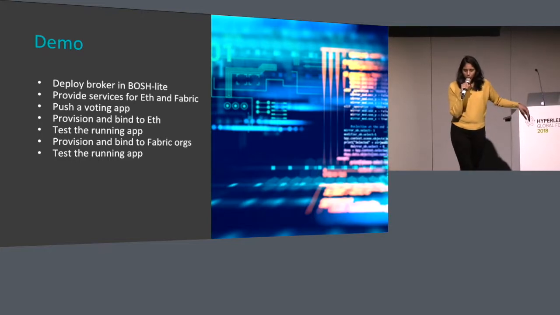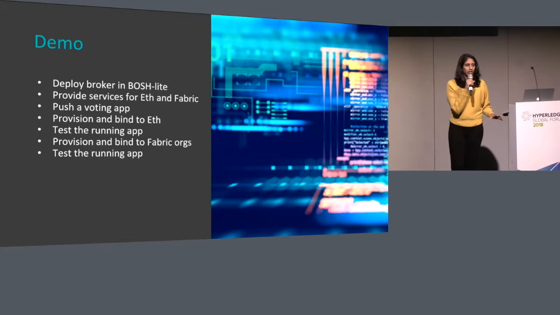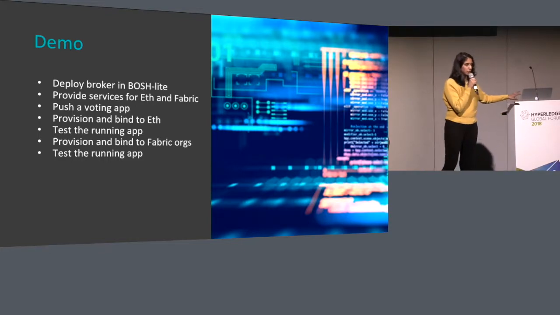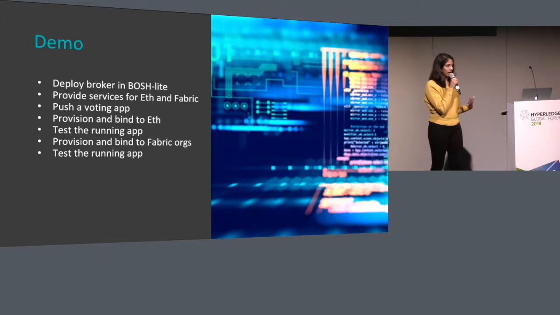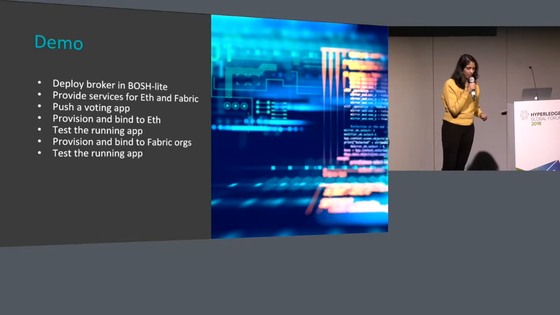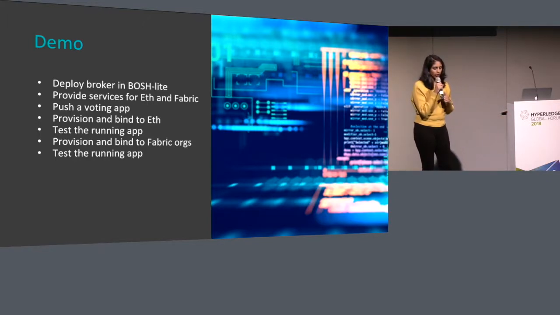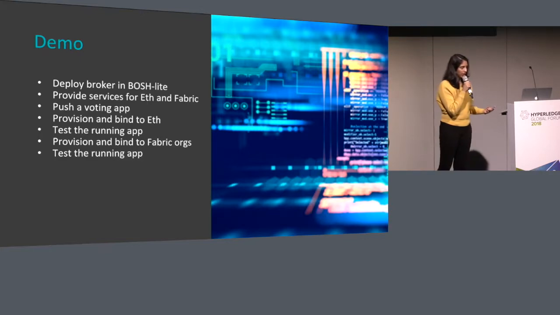So let me quickly go over what I want to show you guys in a demo. We have a broker that's deployed on a Bosh Lite. Bosh Lite is basically a mini VM that's running on my machine currently, and the broker is deployed on there. We also have a Cloud Foundry platform running on the same VM. What we're going to do is create an Ethereum and a Fabric service.